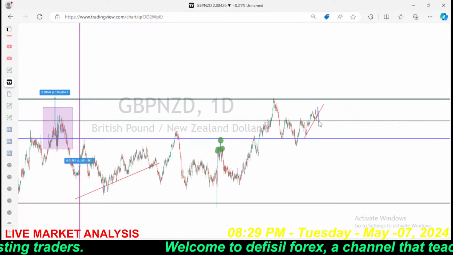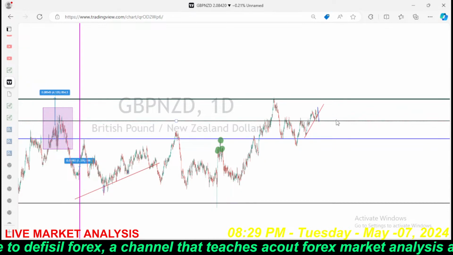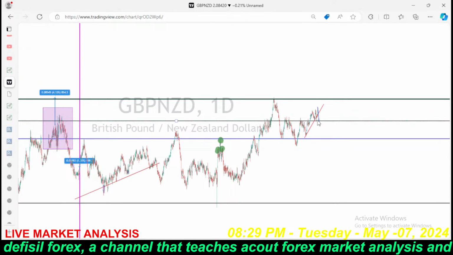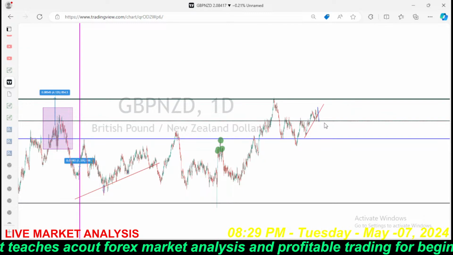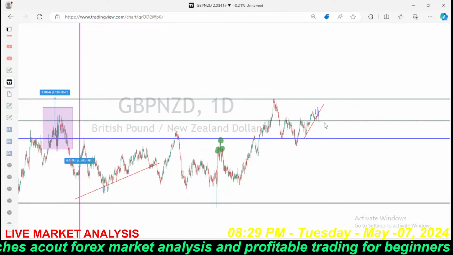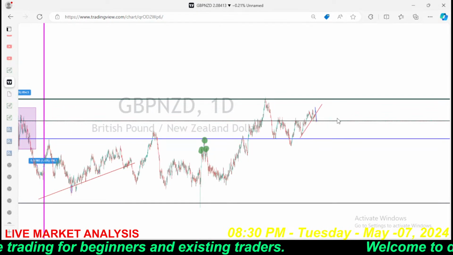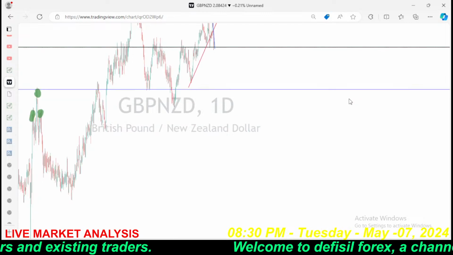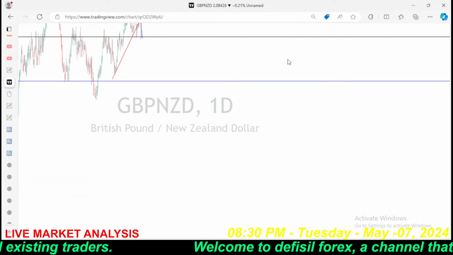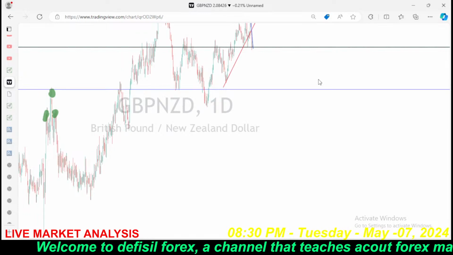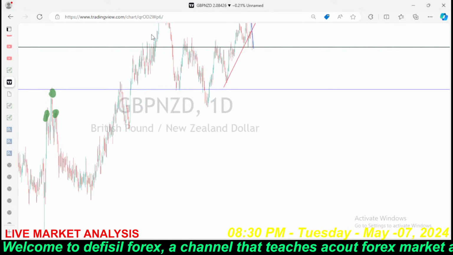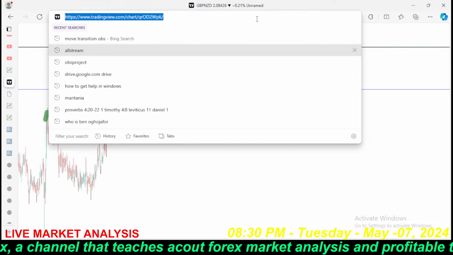So there will be some level of market ranging around this particular area that might possibly last for maybe 1 or 2 days before this market will actually move to a definite direction. However, let's reload the charts.